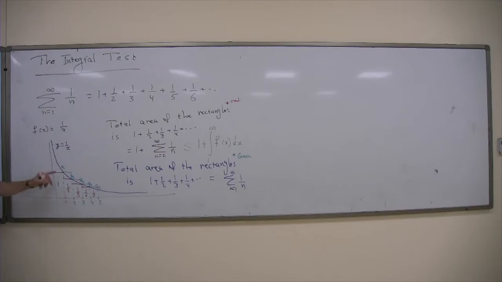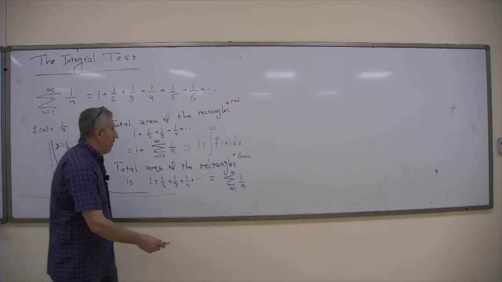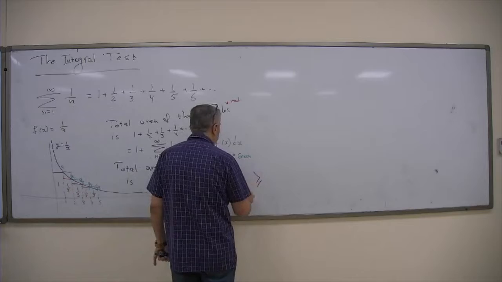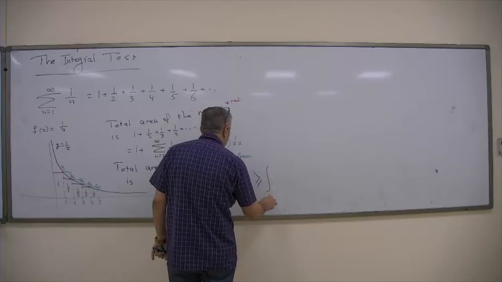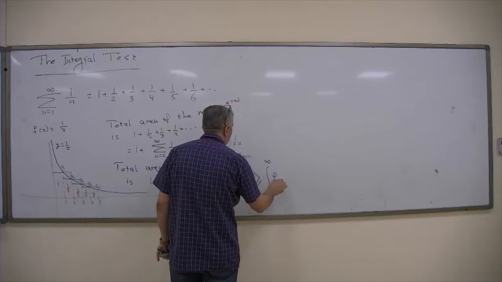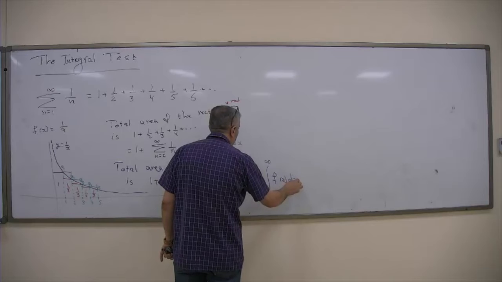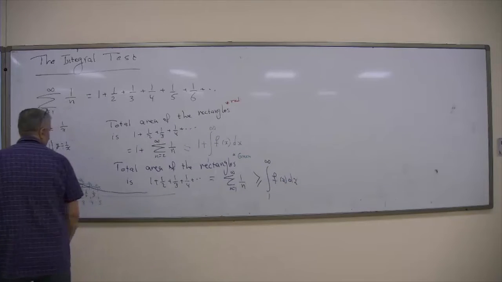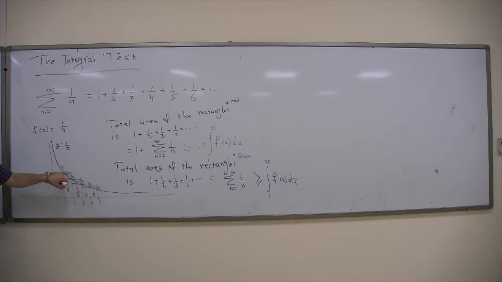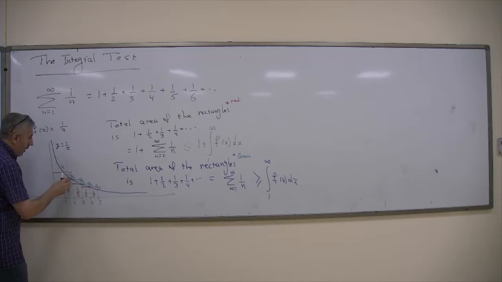However, this area is going to be larger than or equal to the area under the curve. So this is larger than or equal to integral from 1 to infinity f of x dx. Correct? You can see it. Let me keep using green here.